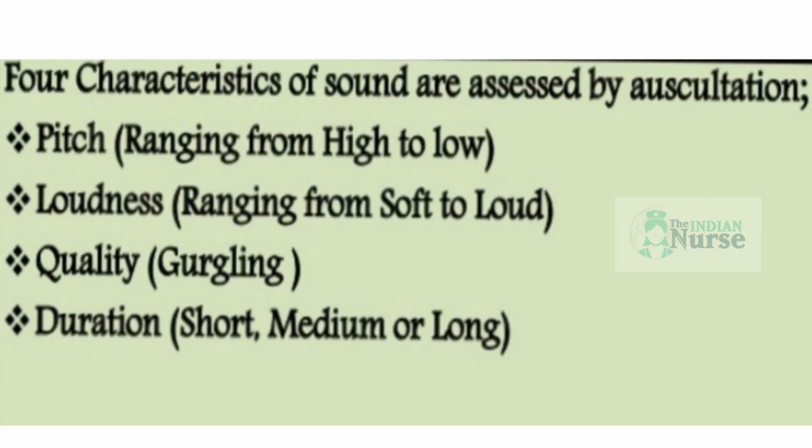The four characteristics of sounds assessed by auscultation are pitch, loudness, quality, and duration. Pitch means ranging from high to low, loudness ranging from soft to loud, and the quality, that is gurgling, and the duration short, medium, or long. So this much you have to write for the methods of physical examination. So whenever you are starting with the answer, you need to start with the definition.